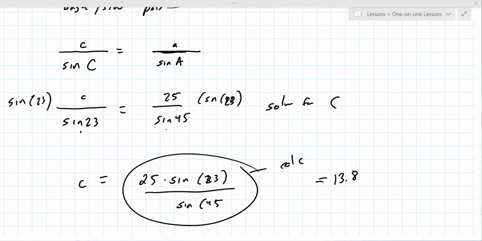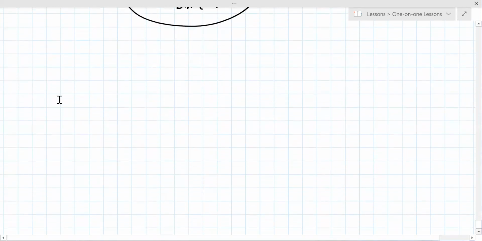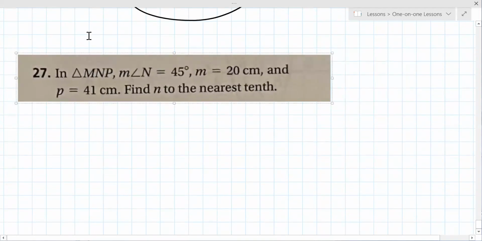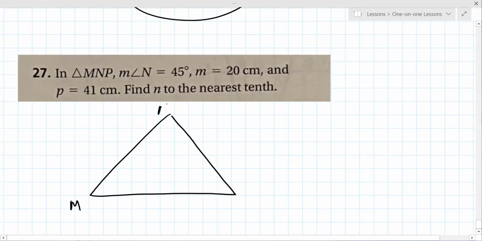Okay, it's 27 here. The challenging thing is you have to draw the triangle as well. The picture is not provided. A lot of geometry and trigonometry is much harder when you don't have the picture. So when it's not a right triangle, I just draw the same one, M, N, P. I start lower left and go up and down. You can do whatever you want. Angle N is 45 degrees, great. Little n is across from big N, that's 20. And little p is across from big P, which is 41. So this one is a law of cosines.